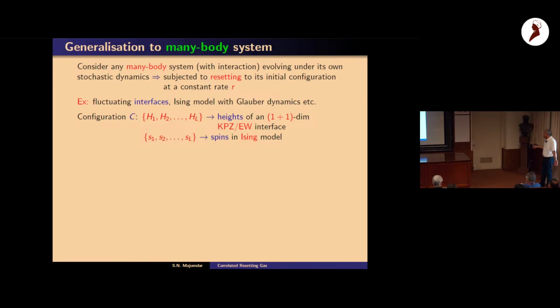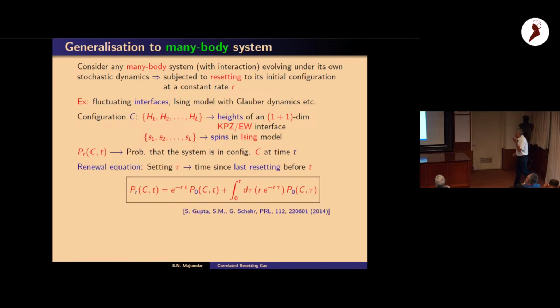So it has its own dynamics. For example, spins in the Ising model can be thought of as evolving by Glauber dynamics. What we want to calculate is the probability that the system is in configuration C at time t, in the presence of this resetting R. And when you reset here, you reset the whole configuration to its, let's say, initial position.